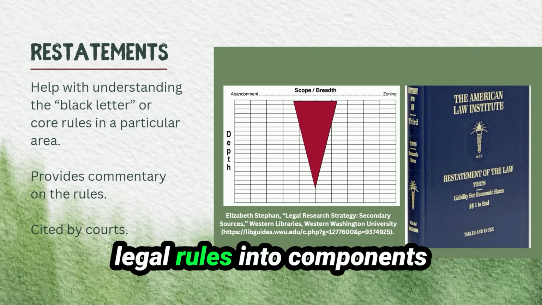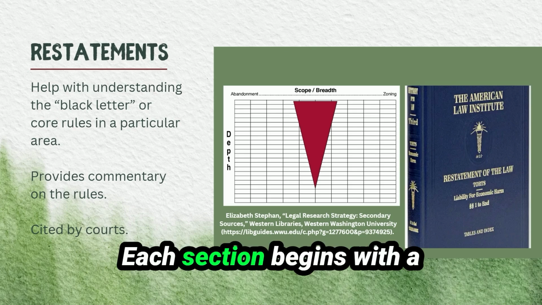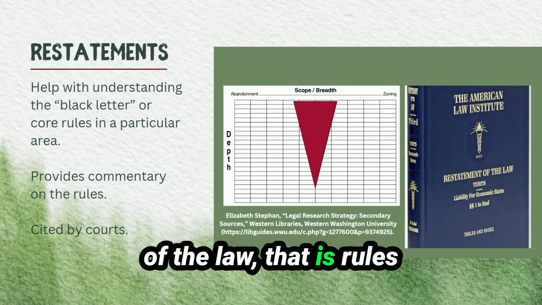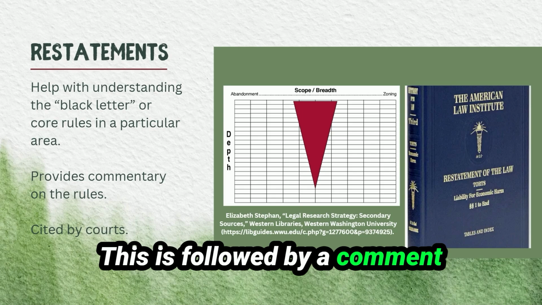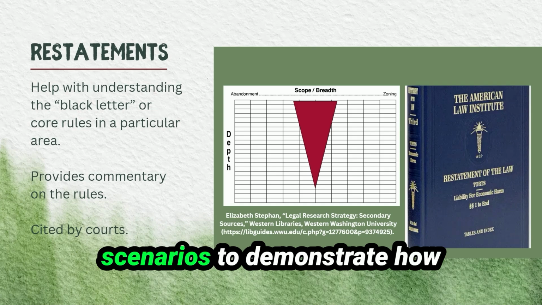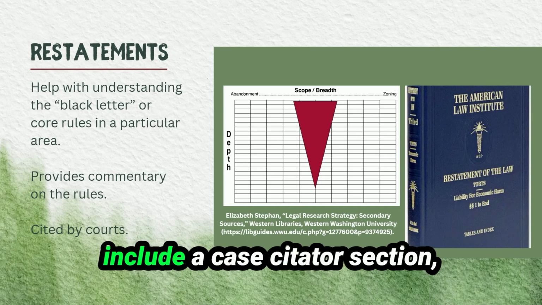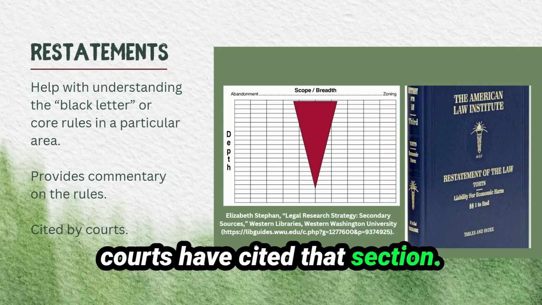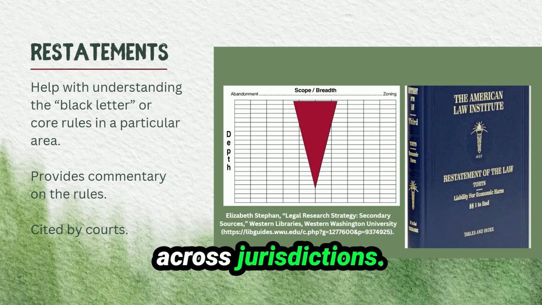Restatements break down legal rules into components and provide commentary on their interpretation. Each section begins with a clear black letter statement of the law. That is, rules that are well established and generally accepted. This is followed by a comment section, which often includes illustrations or hypothetical scenarios to demonstrate how the rule applies in practice. Many restatements also include a case citator section, summarizing cases where courts have cited that section. This can provide valuable insights into how the rules have been applied across jurisdictions.